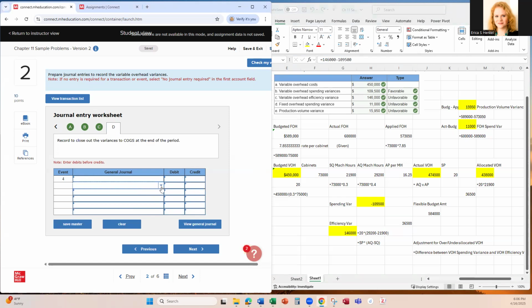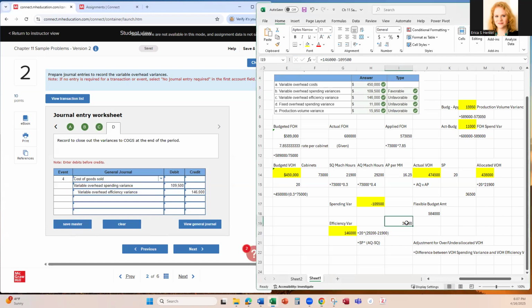So we're going to go ahead and put the variable overhead spending variance first here, and we are going to put our variable overhead efficiency variance here. That one was the 146,000, and this one, 109,500. So we credited this account originally. Now we're debiting it to zero it out. And this one we debited originally, so now we're crediting it to move it out. Now to make this entry balance, we're going to end up needing to debit cost of goods sold for that difference of 36,500. Okay.